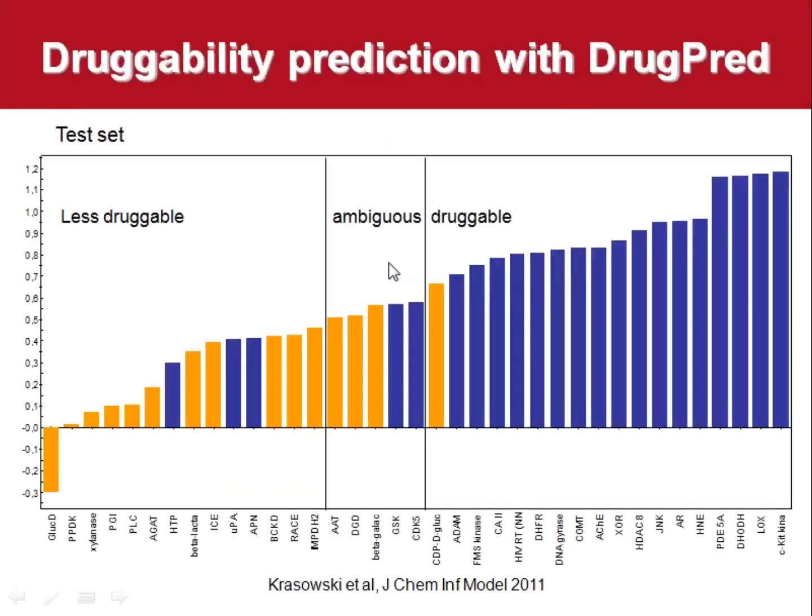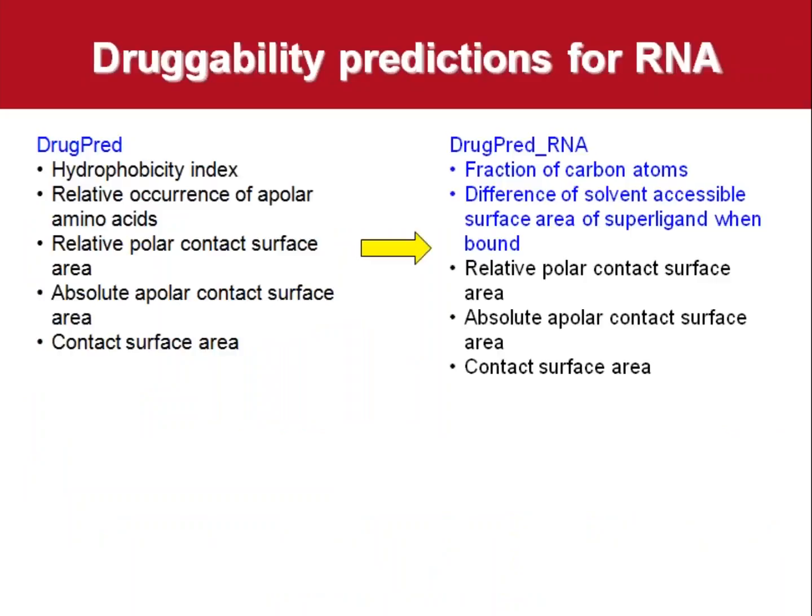Here are the results shown for the test sets. All the bars that are colored in blue come from proteins that were assigned to be tractable, and all the bars that are colored in orange come from proteins that are assigned to be less tractable. And then we can just order them by the score, like here, which they get from our prediction method. And what you can see is that we overall get a very good separation between the less tractable and the tractable proteins, but in the middle we cannot be so sure. So if you just leave out this ambiguous region in the middle, we can very well predict tractable and non-tractable binding sites. Okay, now we wanted to apply this method for RNA.